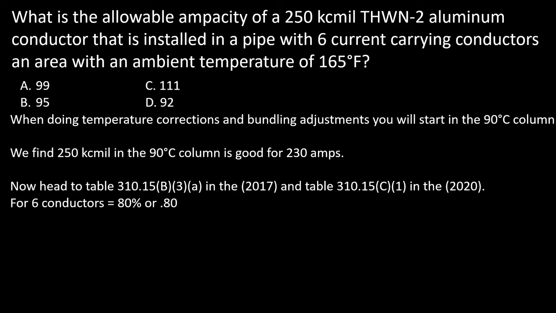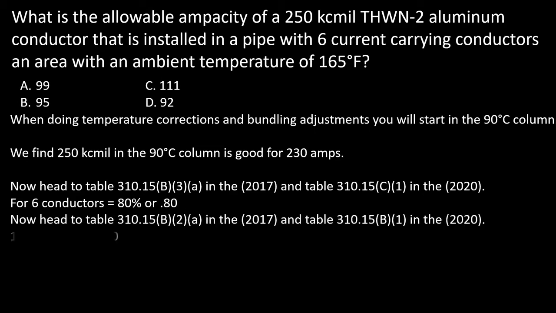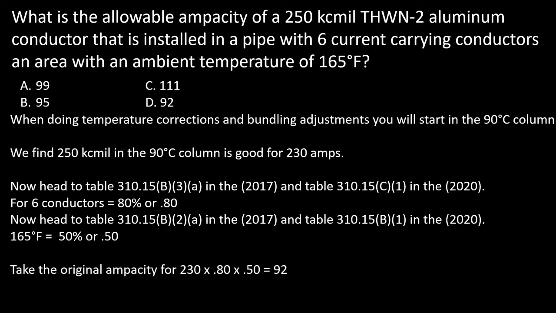We're going to find that for 6 conductors, it's 80% or 0.80. We're going to do our temperature corrections. We find out that for 165 degrees Fahrenheit, it's 50% or 0.50. Now we're going to take our original ampacity. We're going to multiply it by 0.80. Then we're going to multiply it by 0.50, and we're going to get a new allowable ampacity of 92 amps. Great job. And we select D.